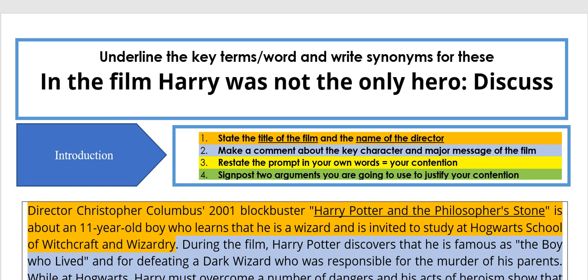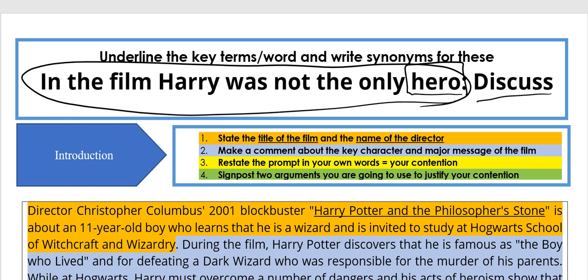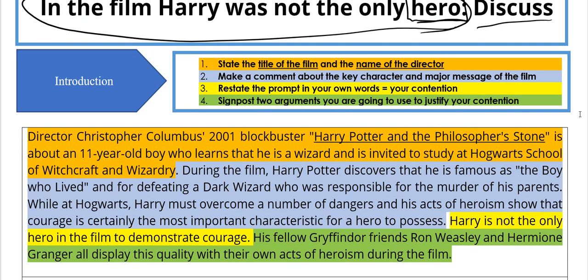Today we're going to talk about a text response essay for the film Harry Potter and the Philosopher's Stone. First of all, we will look at our prompt, which is here, and we're asked to discuss it. It is important to underline the key terms and words and write synonyms. We've also already been looking at the word hero and looked at the qualities of what a hero is. So as we move along, let's look at the introduction.